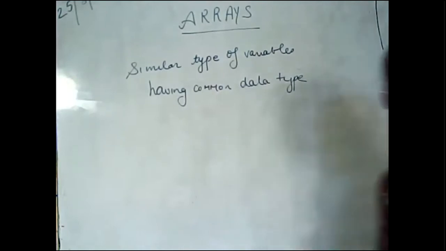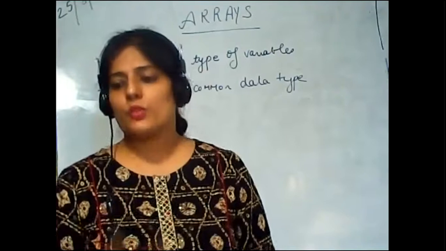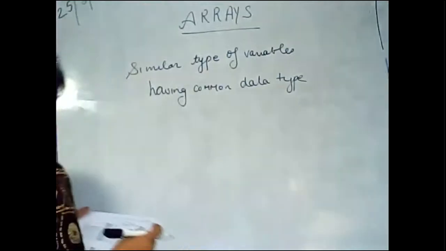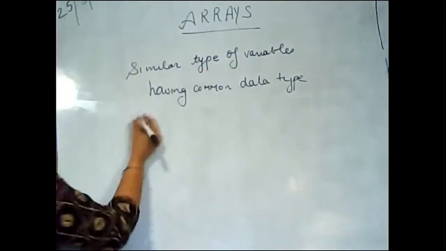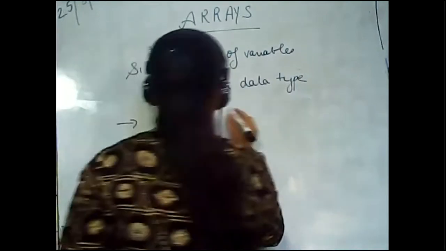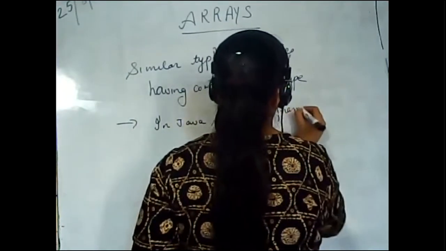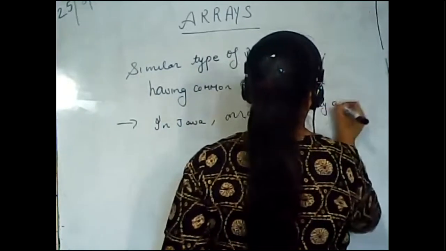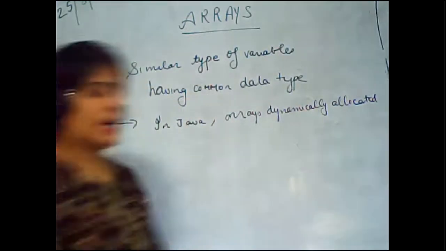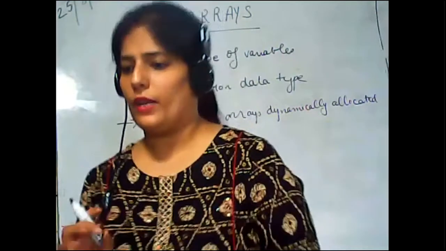Arrays in Java work differently as compared to other languages like C or C++. We have some specific features for arrays in Java. The very first thing you need to remember is that in Java, arrays are dynamically allocated. By dynamic allocation we mean that at the time of execution, memory will be allocated to this particular array.